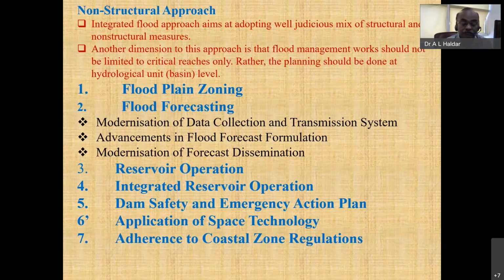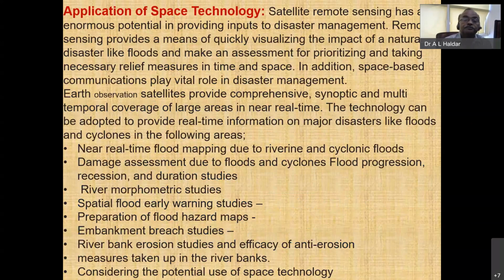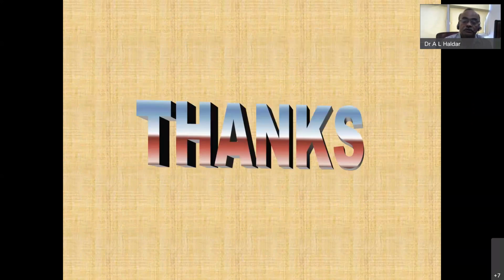Yesterday, NRC Sri Lakshmi highlighted an emergency action plan. He knows a lot of things about that. And the use of space technology, remote sensing, GIS and other technology is very much useful for the non-structural approach. It can minimize and mitigate the problem. Similarly, for the adherence of coastal zonation. Now that's all from my side.